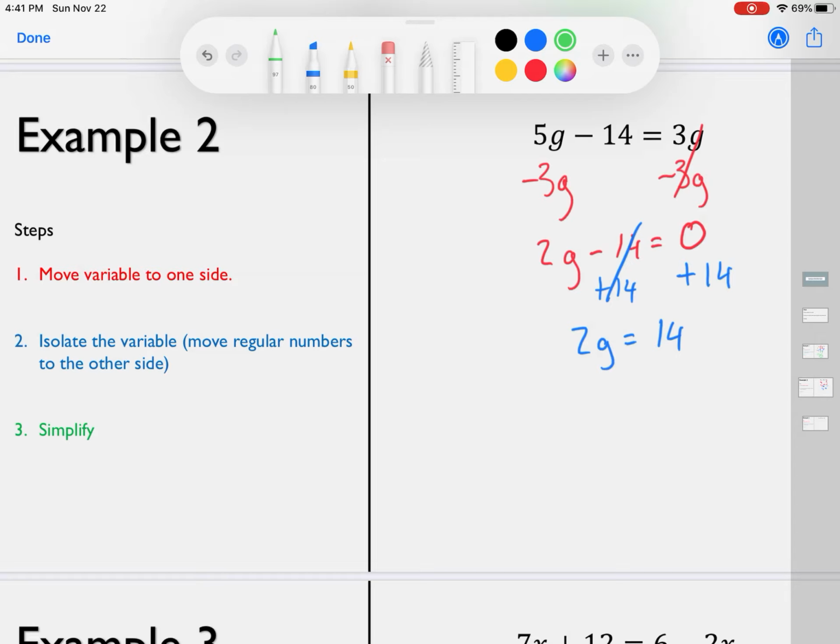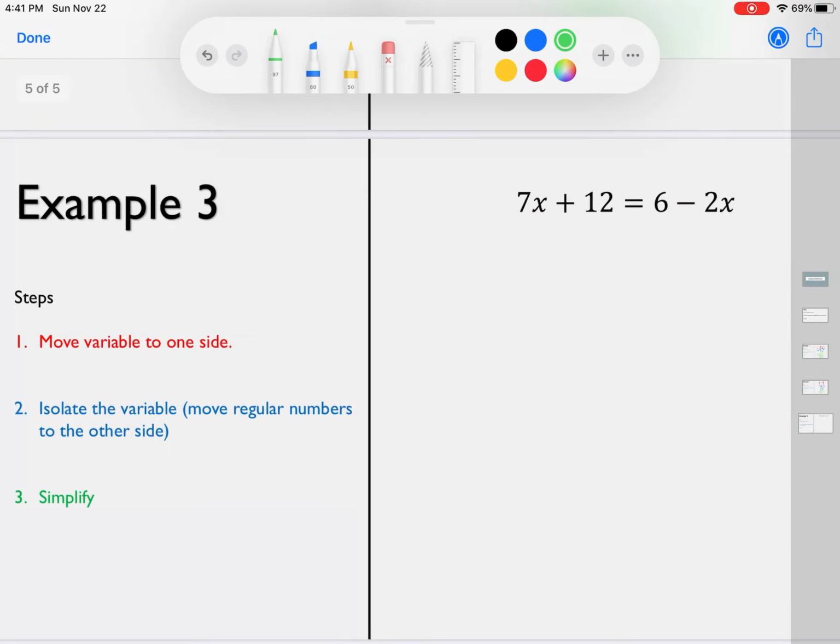Now, for my third and final step, I want to get that g all by itself. And right now, there's a 2 being multiplied onto it. So instead of it being 2g, I want it to just be g. In order to do that, I need to divide by 2. So I'm going to divide by 2 on both sides. 2 divided by 2 is 1, so we can cross that out. So I'm left with g equals 7. My variable's on the left side, so I'm all happy. I don't have to flip it this time. All right?